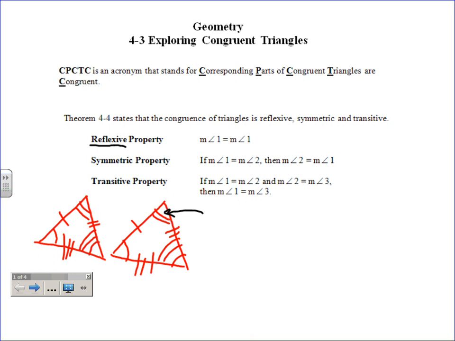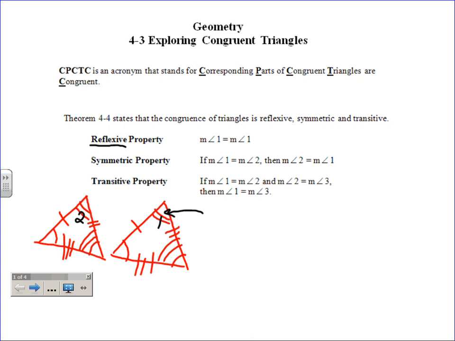Symmetric property. It's saying that if 1 and 2 are equal, so maybe this is angle 1 and that's angle 2, right? They're saying if those two are equal, then 2 is equal to 1. If 1 is equal to 2, 2 is equal to 1. Does that make sense? Well, I sure hope so, right? It goes both ways, in other words. That's obviously symmetric, comes from symmetry.